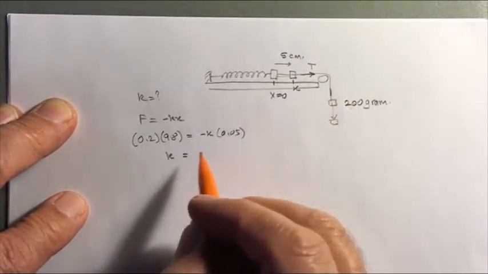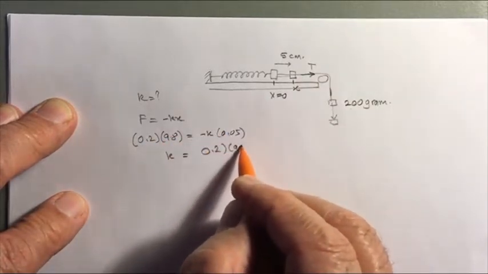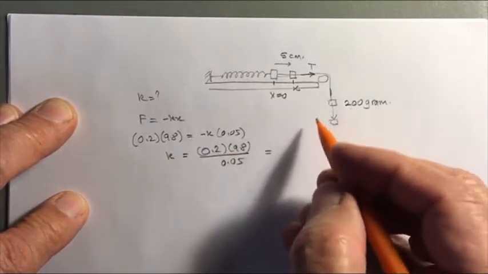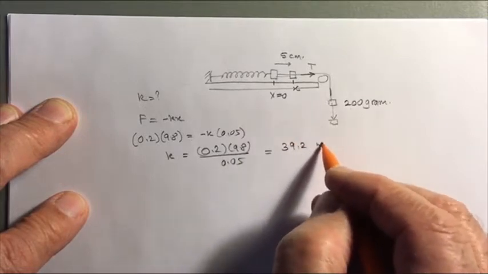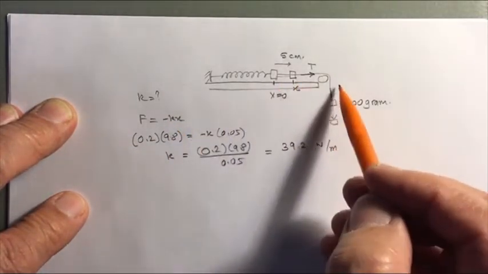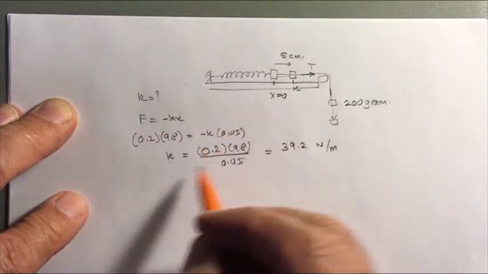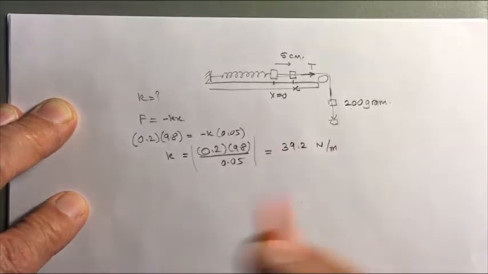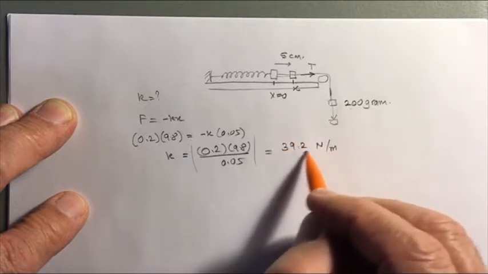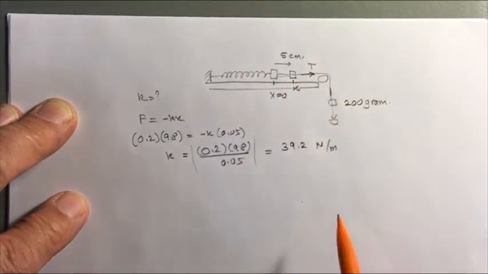is 0.2 times 9.8 divided by 0.05, and that comes to 39.2 newtons per meter. Now, even though we have a negative sign here, x is positive and F is positive, but we keep the k as the absolute value. K is always taken as a positive value. So this means that if you applied a force of 39.2 newtons on this spring, it would stretch by 1 meter.